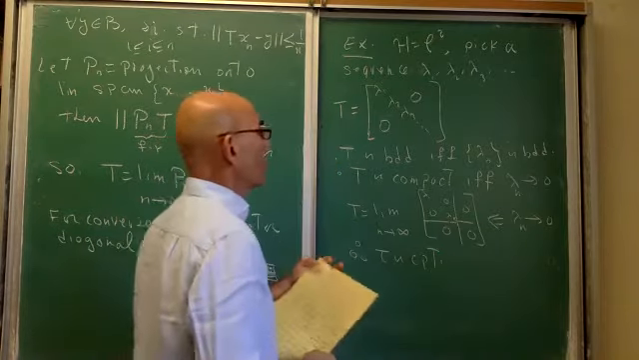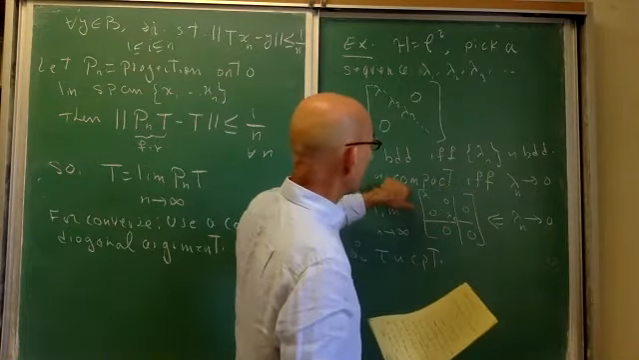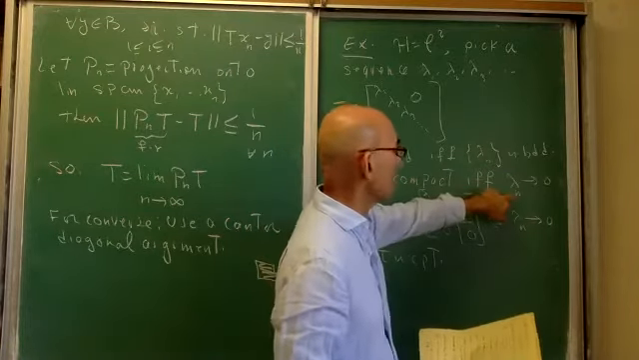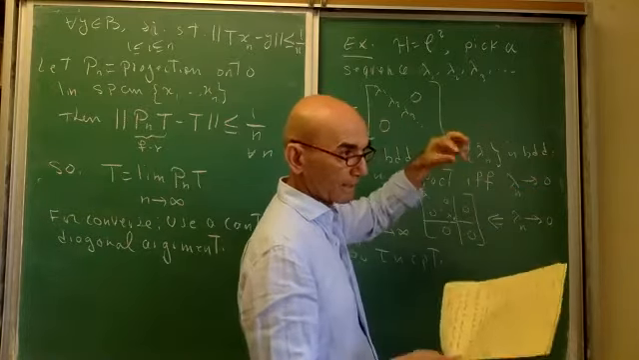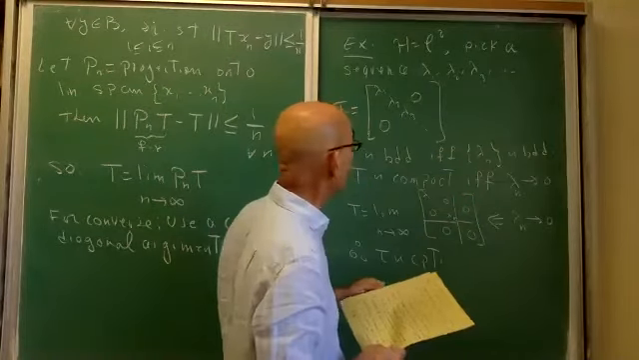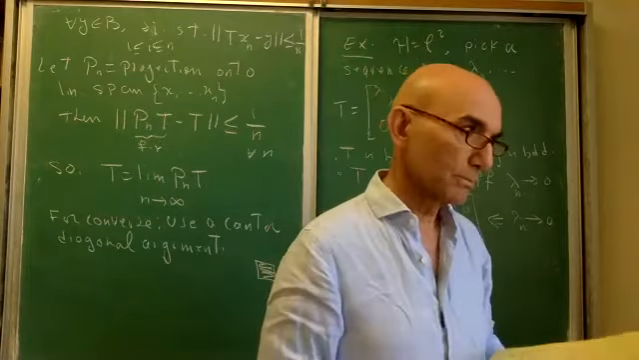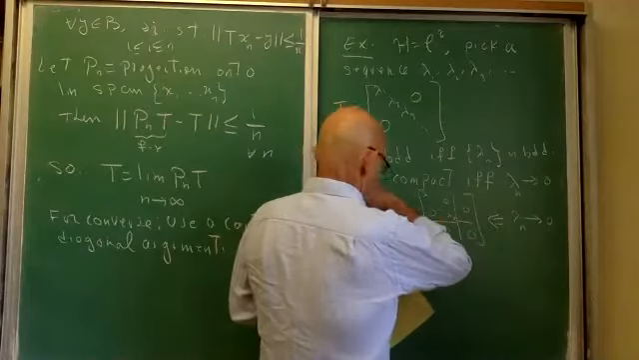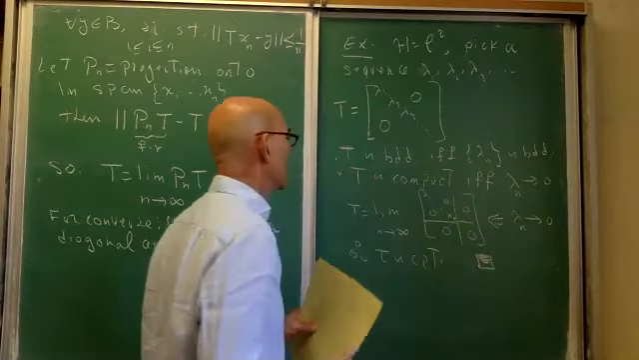Now you want to show the other direction also, because that's an if and only if statement. If T is compact, then you can directly show that if this sequence lambda n doesn't go to 0, it's bounded, so it has a non-zero condensation point. A subsequence converges to that point, and then compactness fails in that case. You can directly show it by basic estimates. So this is a good example.